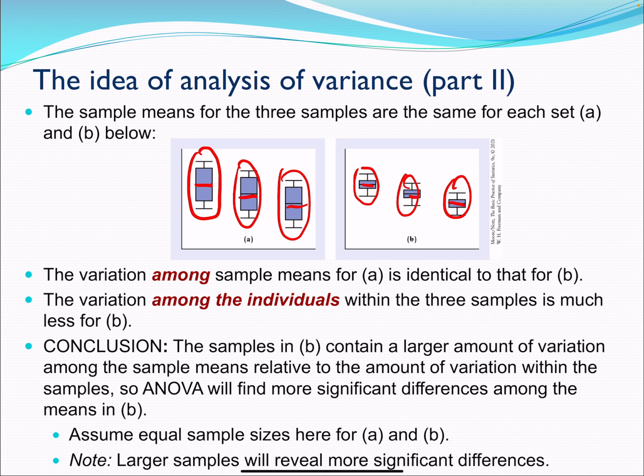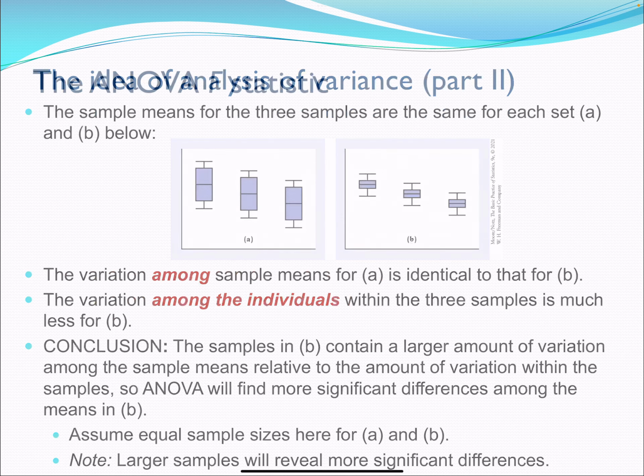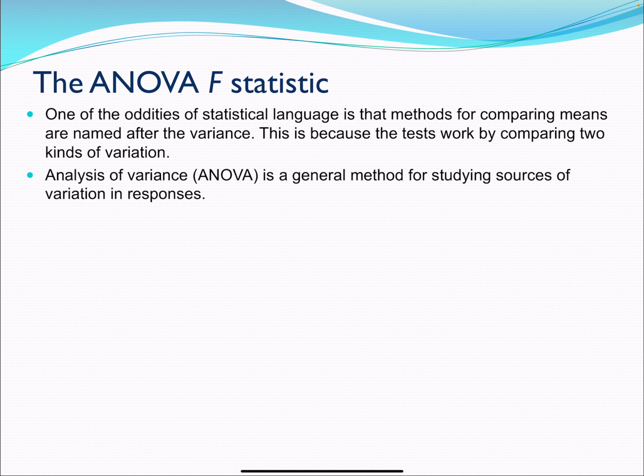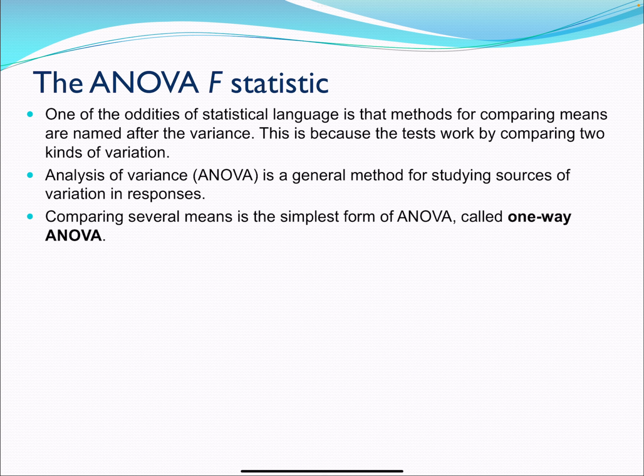So how did I calculate that F statistic earlier? I am so glad you want to know. One of the oddities of statistical language is that methods for comparing means are named after the variance. This is because the tests work by comparing the two types of variation we discussed in the previous slide. ANOVA is a general method for assessing sources of variation in responses. And we compare several means in the simplest form of ANOVA that we're focusing on, which is one-way ANOVA.